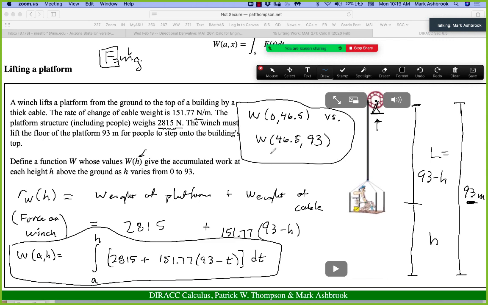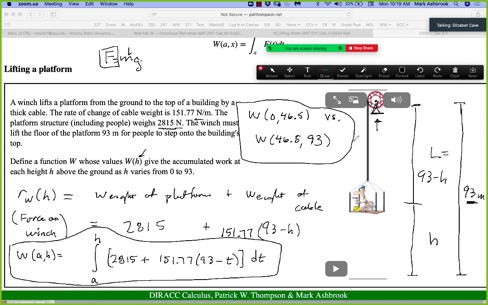So what does this represent? This is the work done to pull the platform from the ground floor halfway up. And then this is the work from halfway up to the top. Equal amounts of work? No. Okay, which do you think is greater? He's saying the first one, from 0 to 46.5, is greater than this one. Rest of you agree with that?